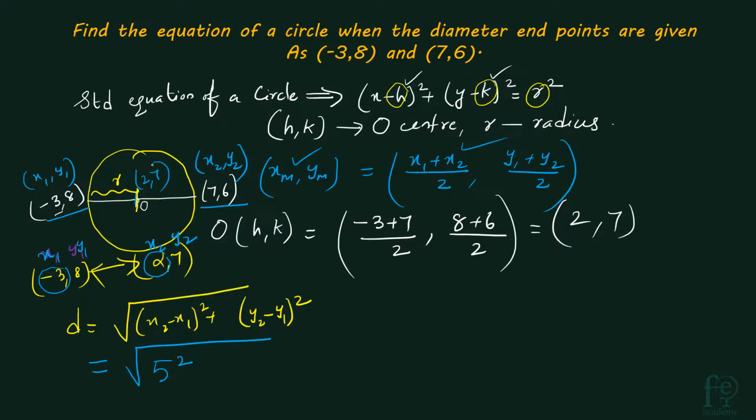Similarly, we can find out the radius of the circle by determining the distance between 2, 7 and 7, 6. We just randomly chose the point -3, 8. You can very well choose the point 7, 6 also. You will be getting the same answer.